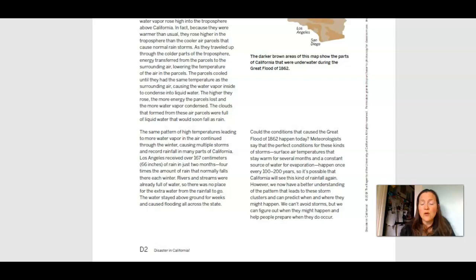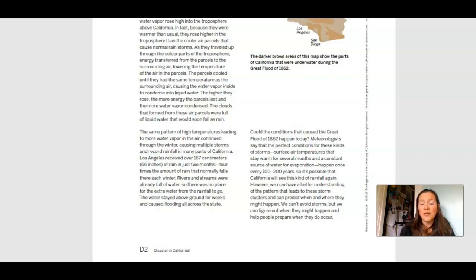Rivers and streams were already full of water, so there was no place for the extra water from the rainfall to go. The water stayed above ground for weeks and caused flooding all across the state. Could the conditions that caused the Great Flood of 1862 happen today? Meteorologists say that the perfect conditions for these kinds of storms, surface air temperatures that stay warm for several months and a constant source of water for evaporation, happen once every 100 to 200 years, so it is possible that California will see this kind of rainfall again.